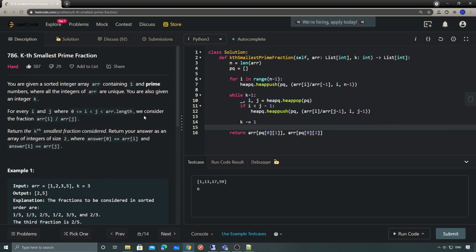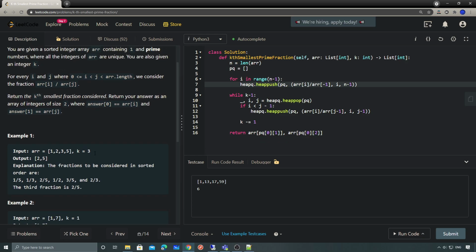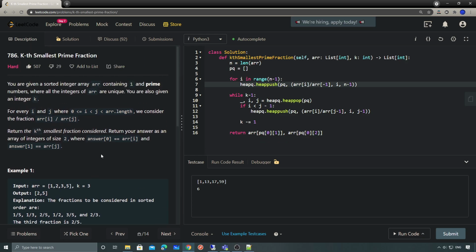Okay, and there's another solution for this problem, which is even faster than this one. Since we're getting the k smallest, and the array is sorted, I think it's a good candidate for using binary search. Usually when we do binary search, we search the answer directly, right?